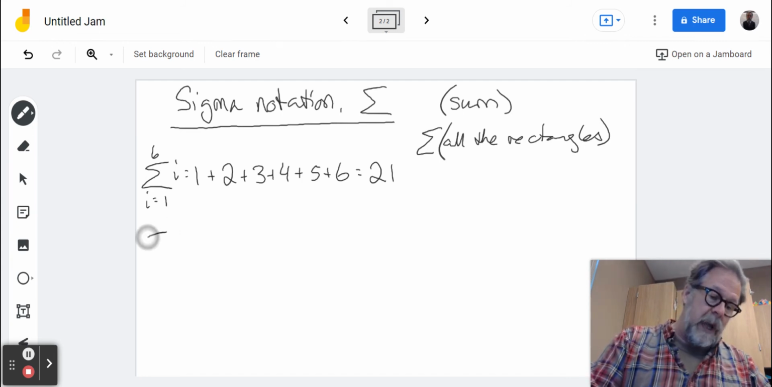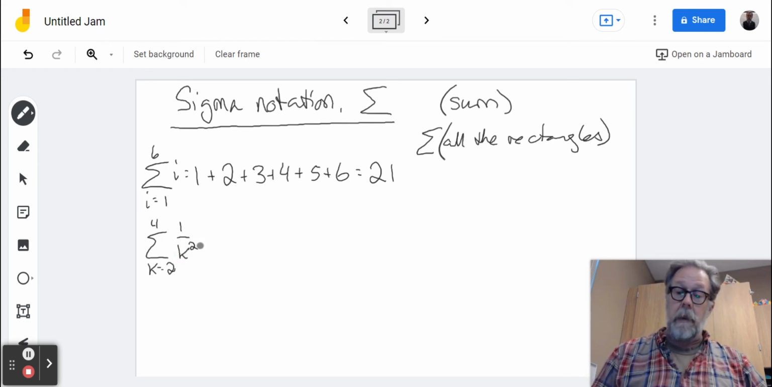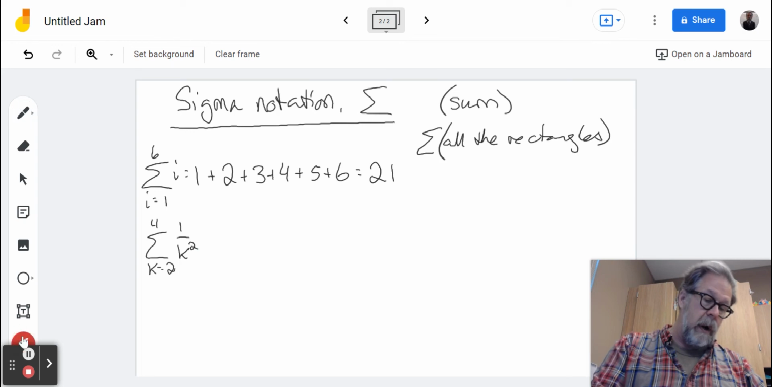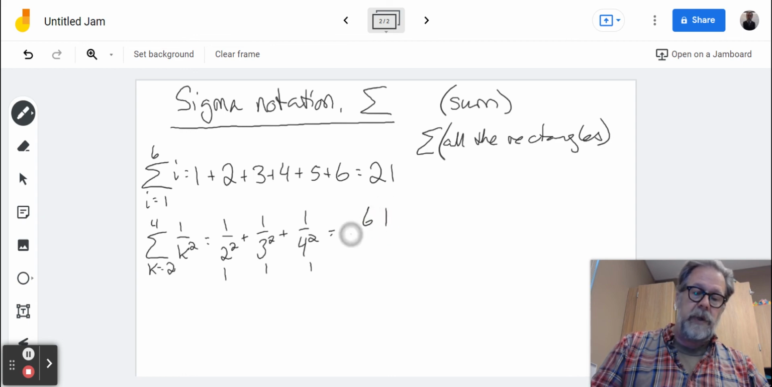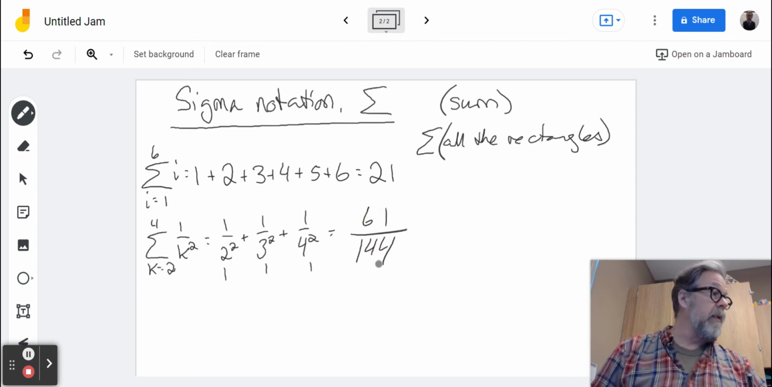Let's look at a slightly different example. The sum from k equals 2 to 4 of 1 over k squared. So instead of just adding up all of the numbers that are in our indices here, we're actually doing something to those numbers. So this is 1 over 2 squared plus 1 over 3 squared plus 1 over 4 squared. k goes from 2 to 4, 2, 3, 4, and I am taking the reciprocal of the square of each one. And if I add all those up, I get 61 144ths.